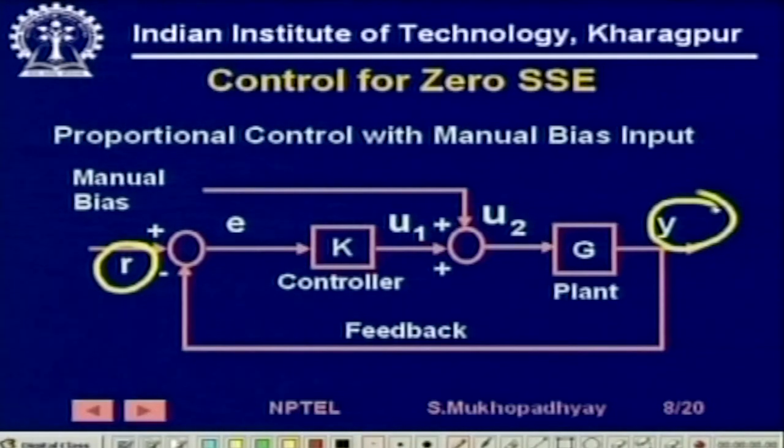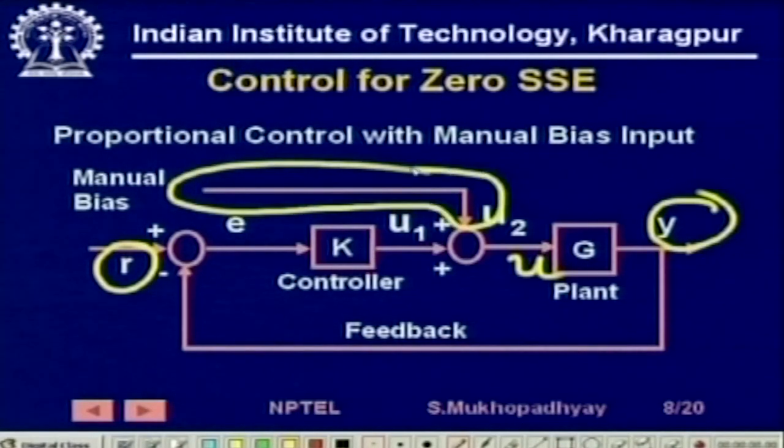Now, naturally, for maintaining a particular value of Y, we need a particular value of U. So, for the time being, assume that this is not there. Now, how are we going to get this U? If we want to maintain this U, then we have to maintain a particular value of E. So, unless we have a certain amount of steady state error, we cannot generate U, and therefore, we cannot generate Y. So, we cannot make steady state error 0 ever using proportional control. That is what it turns out to be.